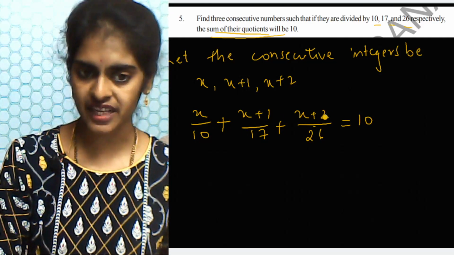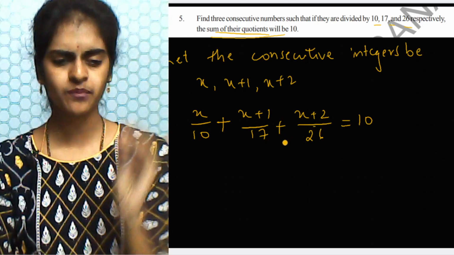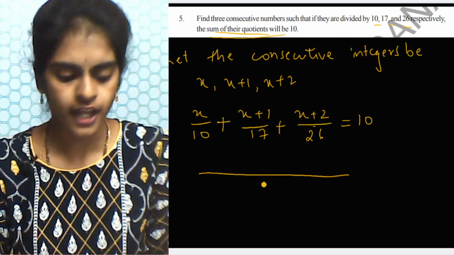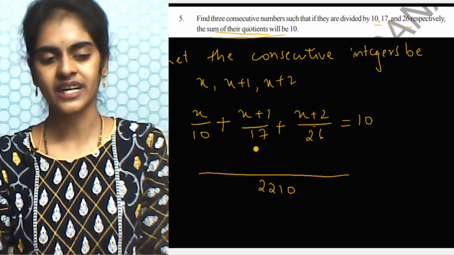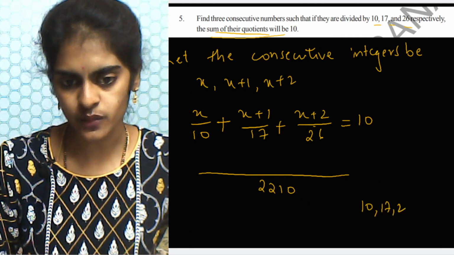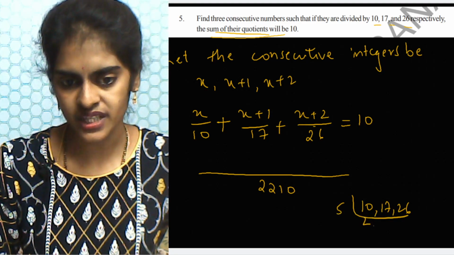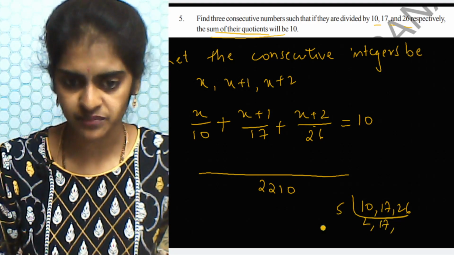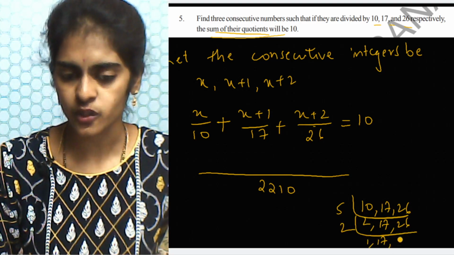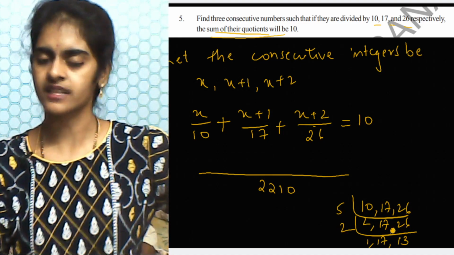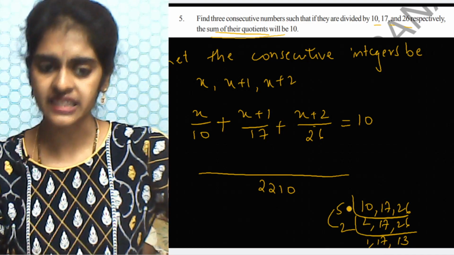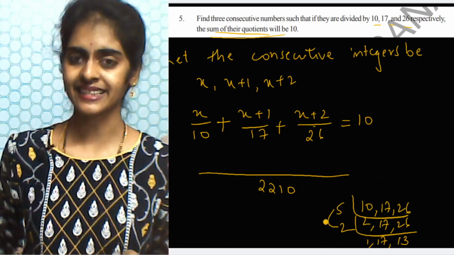Here you have three terms with x variables. So simply take the LCM here. Taking the LCM of 10, 17 and 26, you get 2210. Just see here, 10, 17 and 26. 5 2s are 10, 17 is a prime number. Now 26 becomes 13, 2 13s are 26. Now 5 2s are 10, 10 17s are 170 and 170 13s are 2210. So this is how you calculate the LCM.